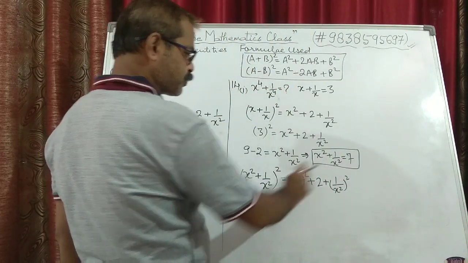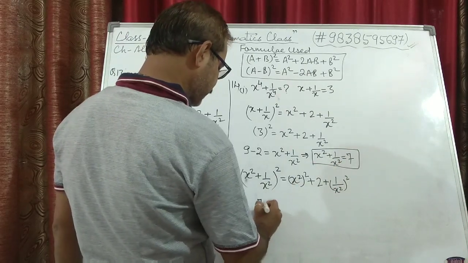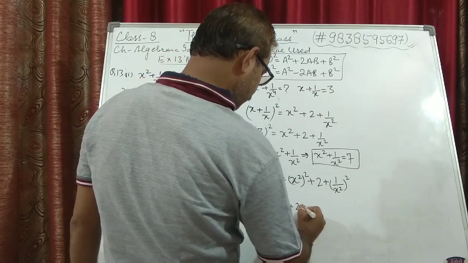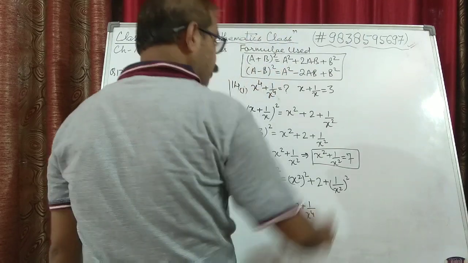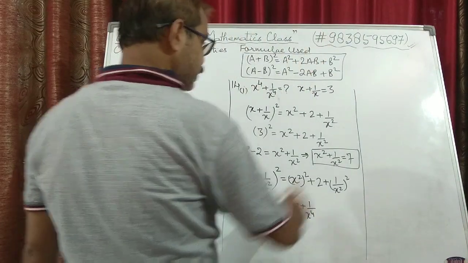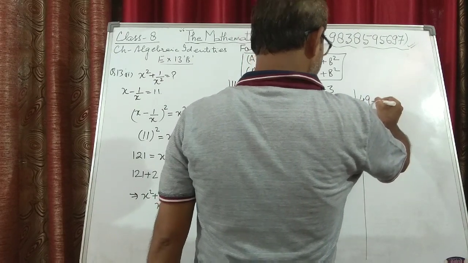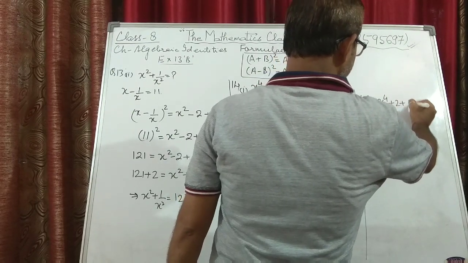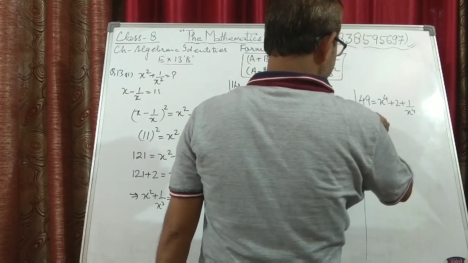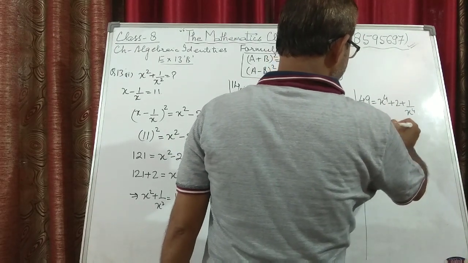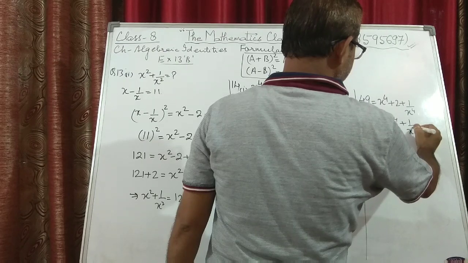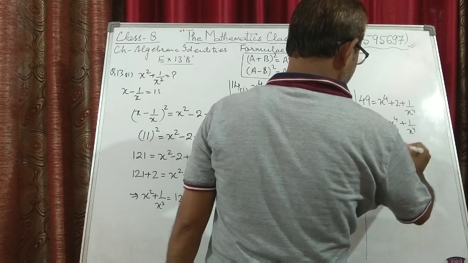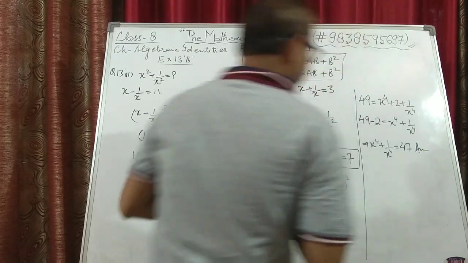Now x square plus 1 upon x square we got as 7. So 7 square is equal to, this will become x to the power 4 plus 2 plus 1 upon x to the power 4. Now when you solve it, 7 square is 49, which is equal to x to the power 4 plus 2 plus 1 upon x to the power 4. This 2 comes to the side, it means 49 minus 2 is equal to x to the power 4 plus 1 upon x to the power 4, which implies that x to the power 4 plus 1 upon x to the power 4 is equal to 47. This is the final value.